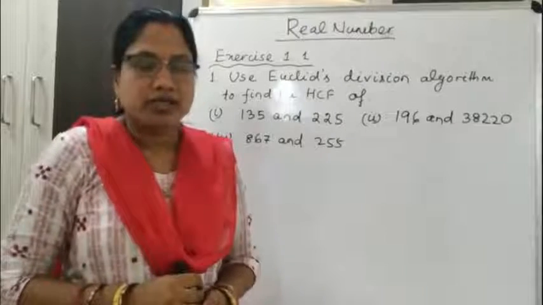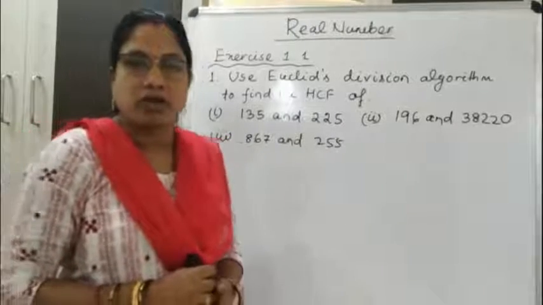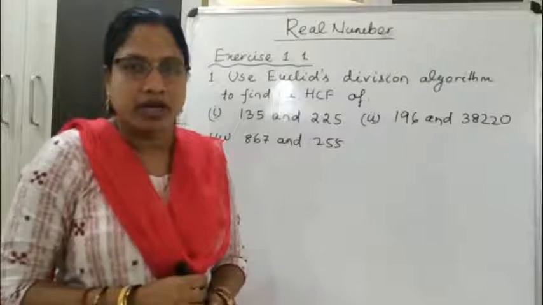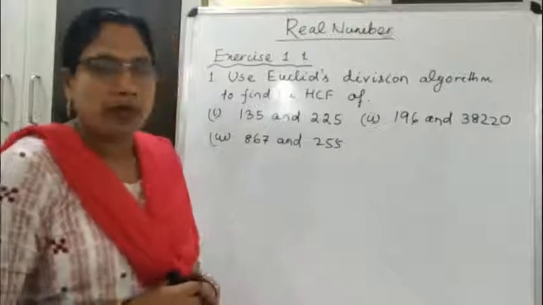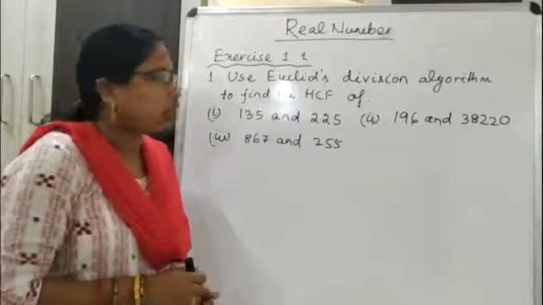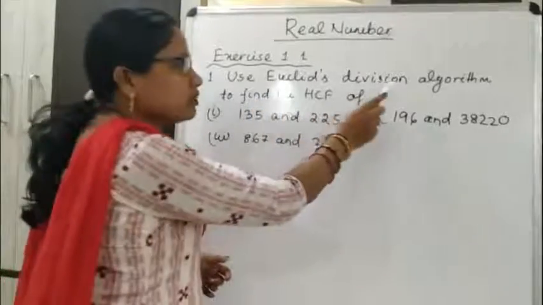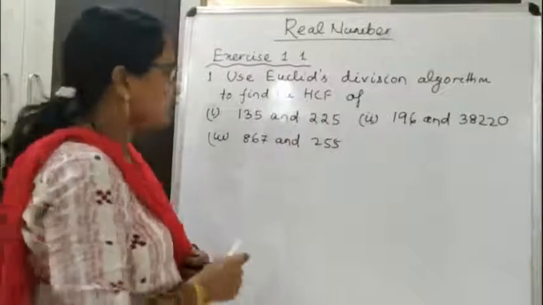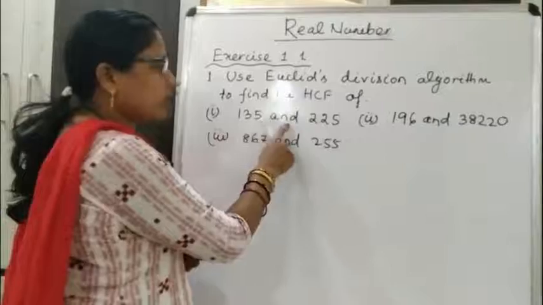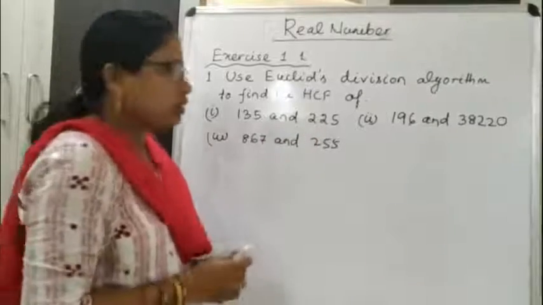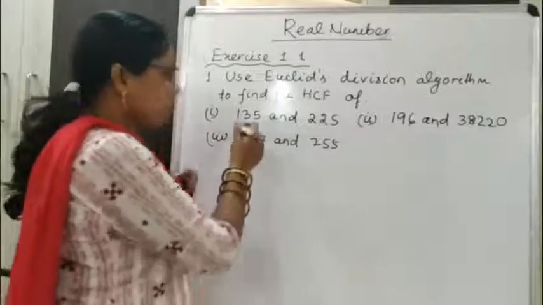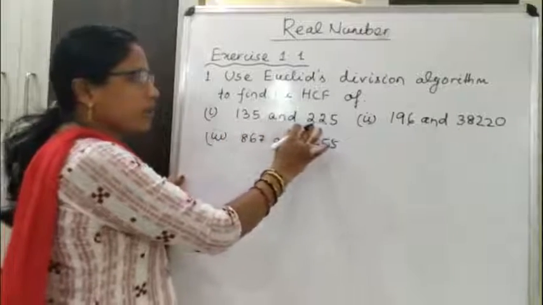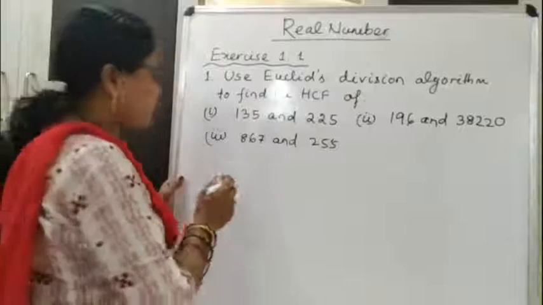Dear students, in this section let us solve our exercise 1.1 from the first chapter, Real Numbers. Exercise 1.1 question number 1 is: use Euclid's division algorithm to find the HCF of the following pairs. First one is 135 and 225. So let's solve the first one, that is, find the HCF of 135 and 225.